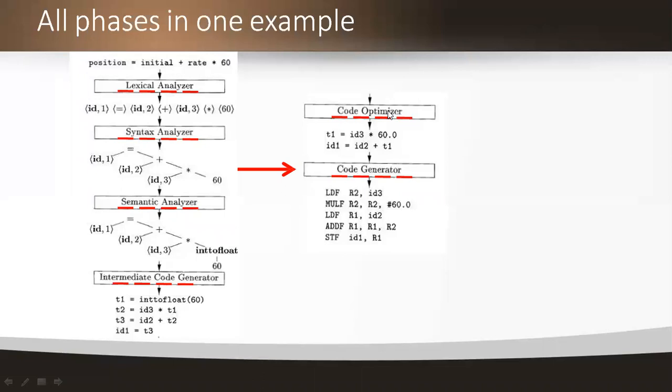For example, position is converted into ID1, initial is converted into ID2, and rate is converted into ID3. Finally, the output from the lexical analyzer: after giving the input program position equals initial plus rate into 60, by performing lexical analysis it is converted into ID1 equals ID2 plus ID3 into 60.